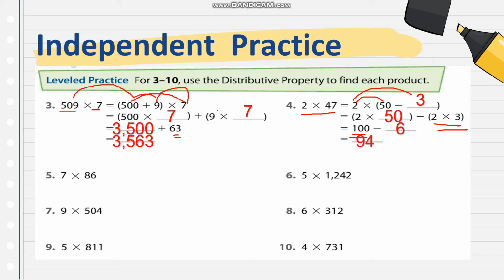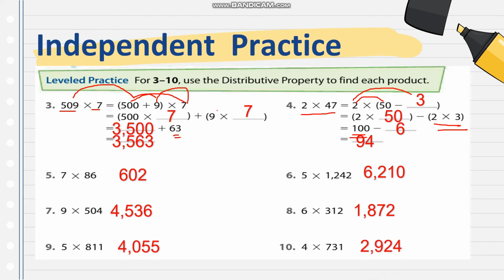Now it's your turn. Please answer number 5 to 10 using the distributive property to find each product. Time is up. So the answer is 602. Number 6, 6,210. Number 7, 4,536. Number 8, 1,872. Number 9, 4055. And number 10, 2924.